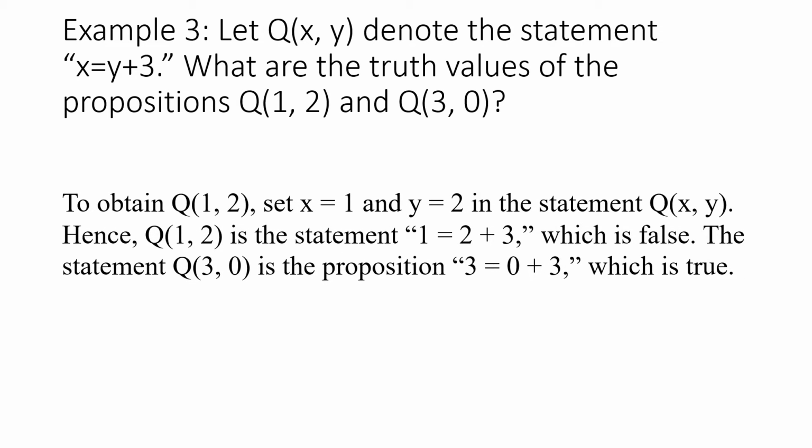To obtain q of 1, 2, set x equals 1 and y equals 2 in the statement q of x, y. Hence, q of 1, 2 is the statement 1 equals 2 plus 3, which is false. The statement q of 3, 0 is the proposition 3 equals 0 plus 3, which is true. Okay, so very explainable.